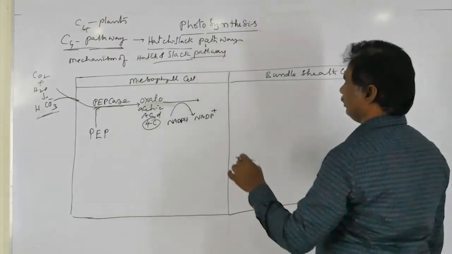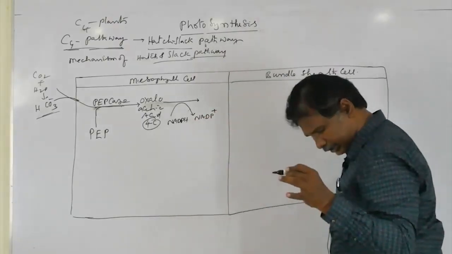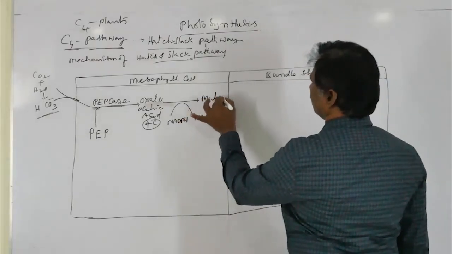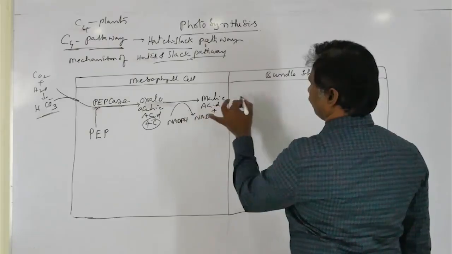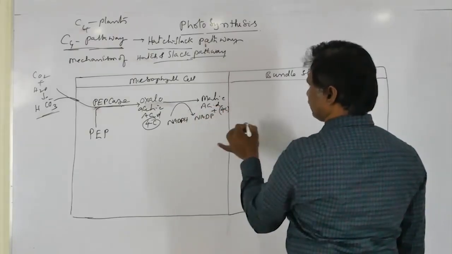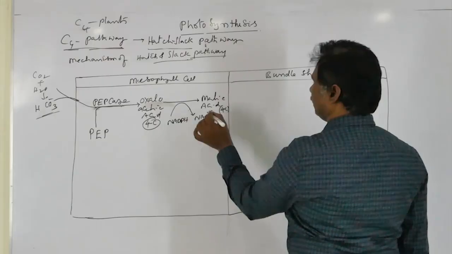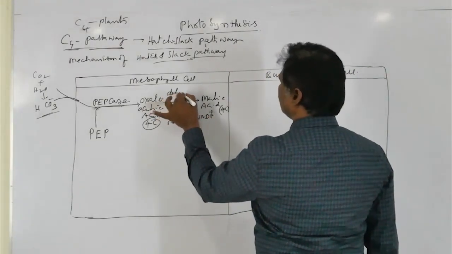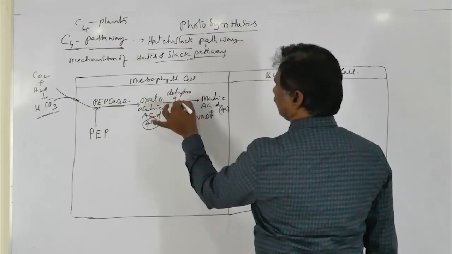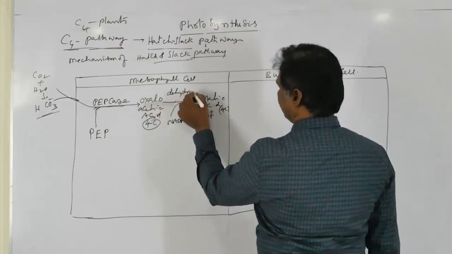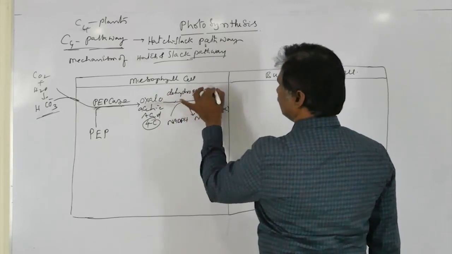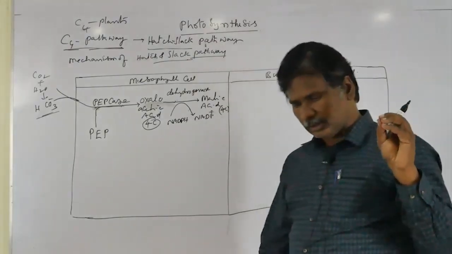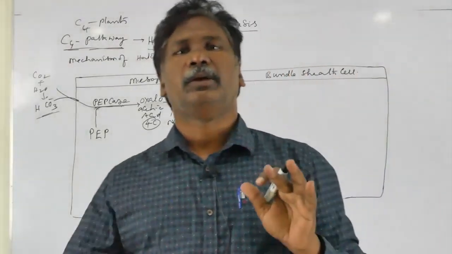It is converting into another 4 carbon containing acid. That acid is malic acid. So oxaloacetic acid is converting into malic acid in the presence of the enzyme malic dehydrogenase.